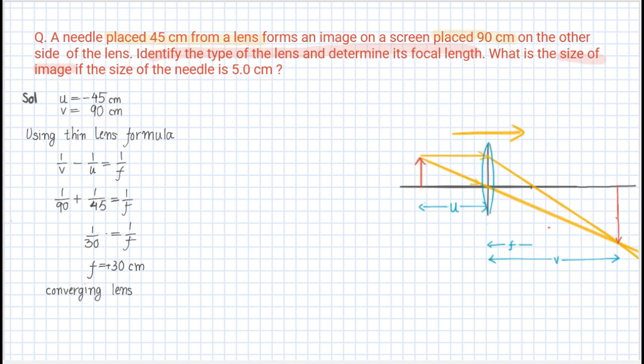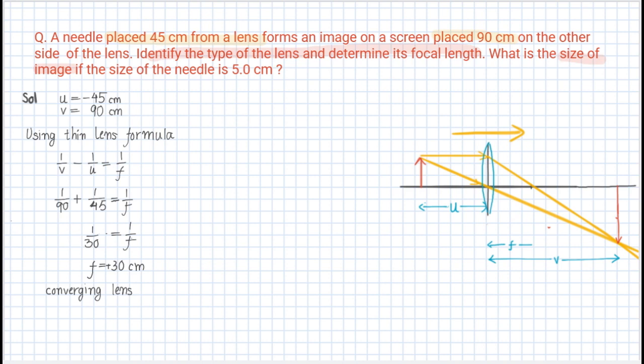Fine. Now, after determining its focal length, which is how much? 30 centimeter. And we have identified which kind of lens it is, which is a converging lens, that is a convex lens. Fine. Next, we have to find the size of the image.